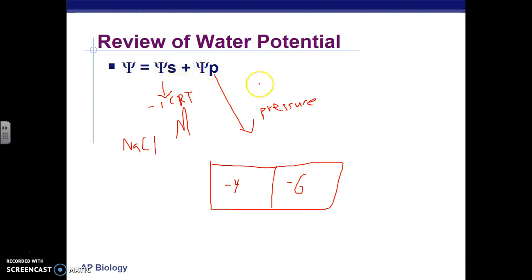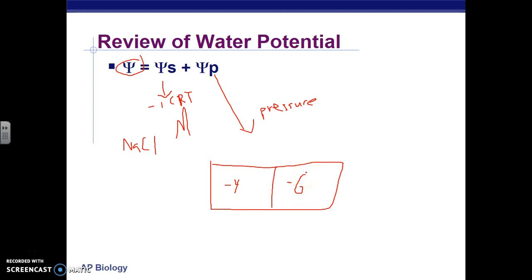Now you add these two up, and that gives your water potential. We will do many more water potential problems Tuesday during the review. Now just for you, let's say we have two sides separated by a semipermeable membrane. This side has a -4 pressure potential, and this side has a -6 pressure potential.